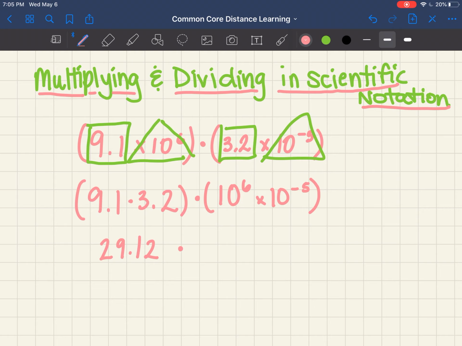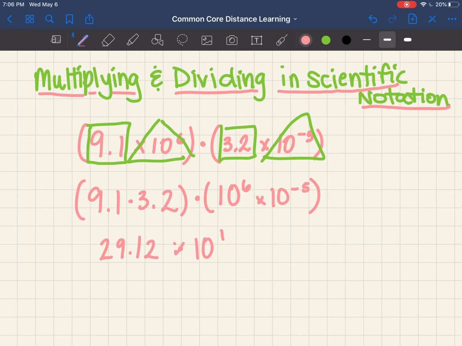We know from our exponent rules that when we're multiplying powers with the same base, we add our exponents. So right here, we would do 10 to the 6th plus negative 5th power, and that would give us 10 to the 1st power. You might think you could stop here, but we need to be careful. We can't.